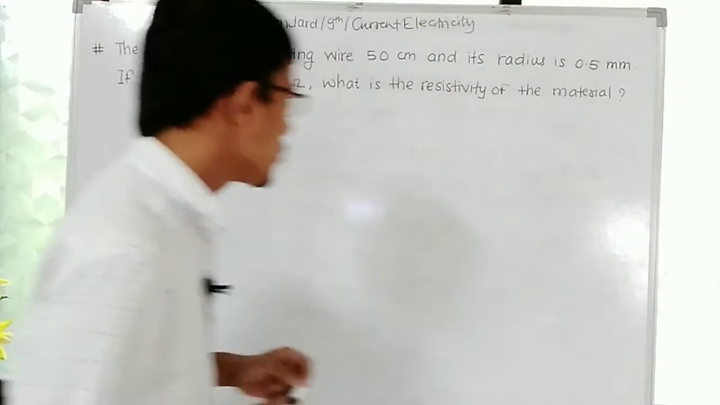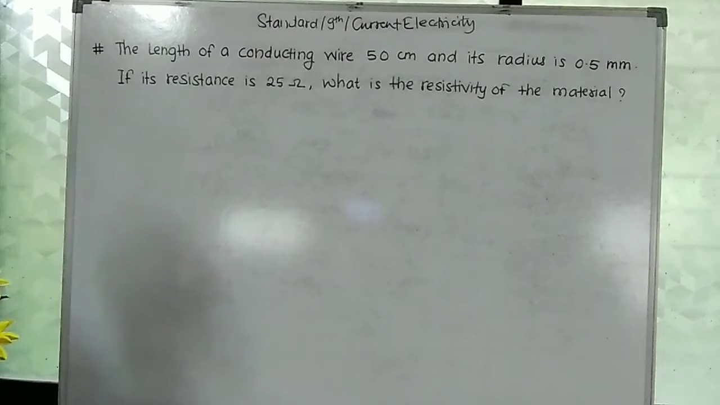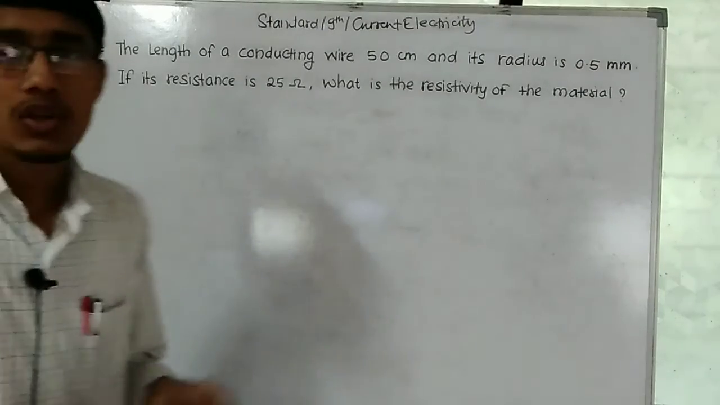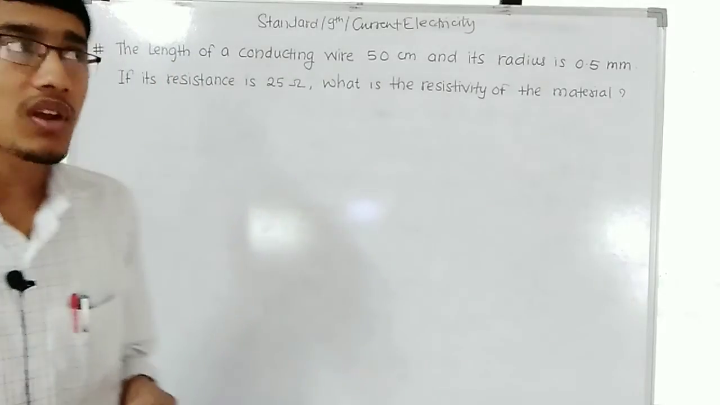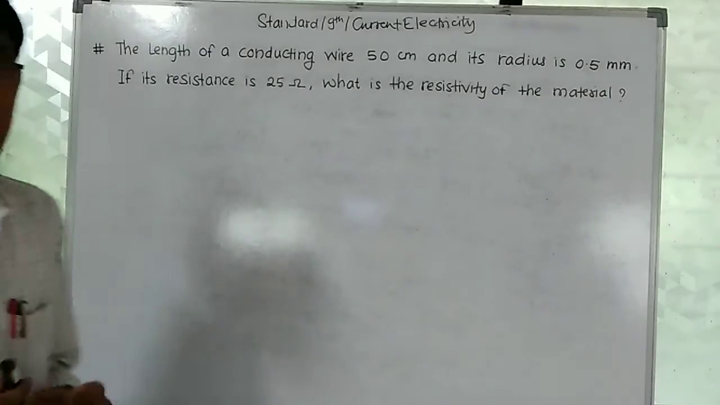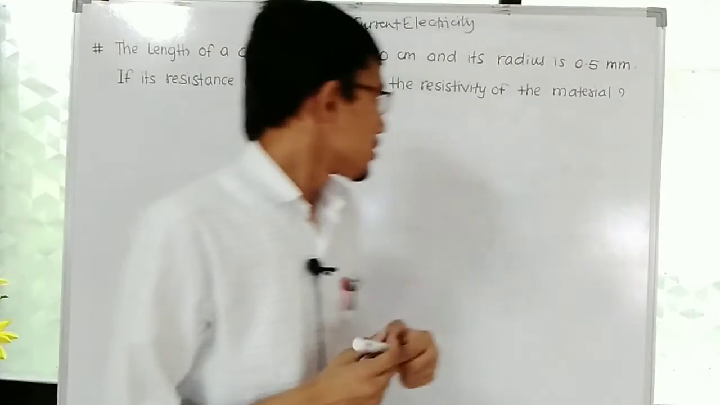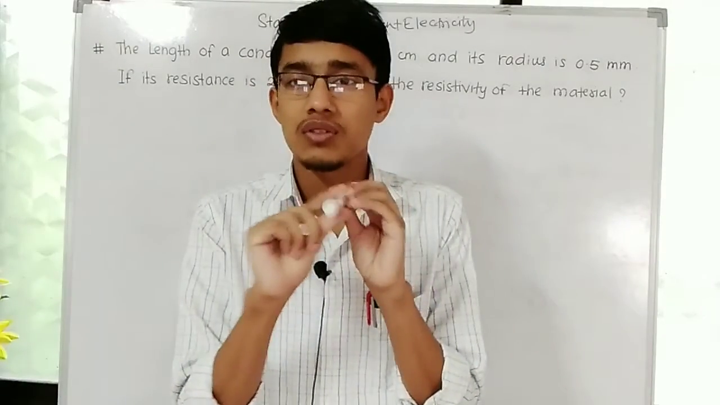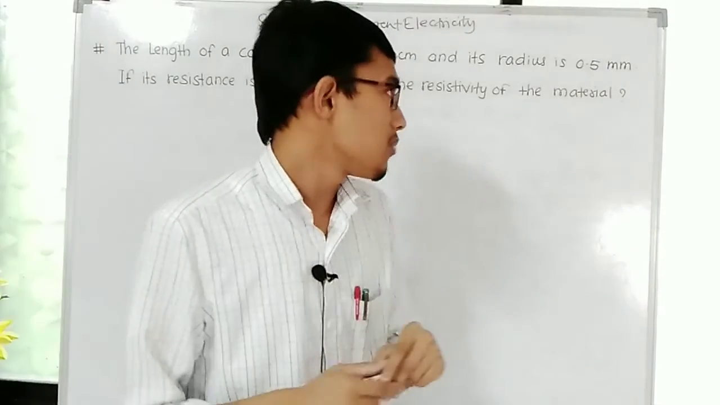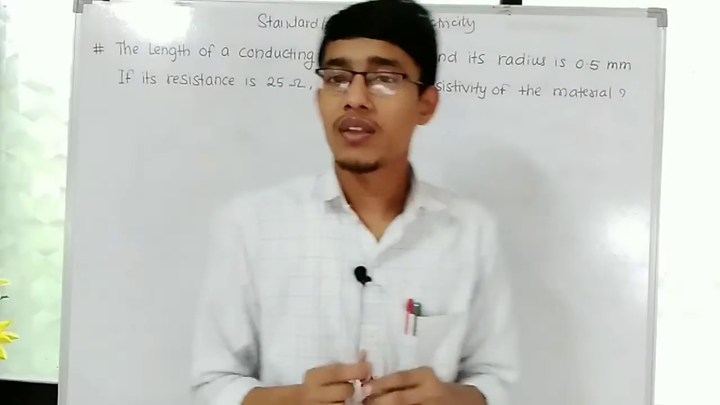So to begin with, what is the question? If the length of a conducting wire is 50 centimeter and its radius is 0.5 millimeter, and its resistance is 25 ohm, what is the resistivity of the material? In this question we have to find the resistivity of a conducting wire whose length is 50 centimeter, and the radius of the cross section is given, that is 0.5 millimeter. What we have to find? We have to find the resistivity.